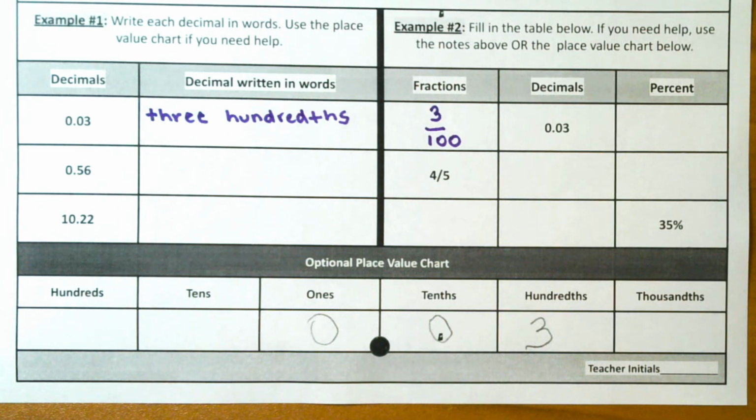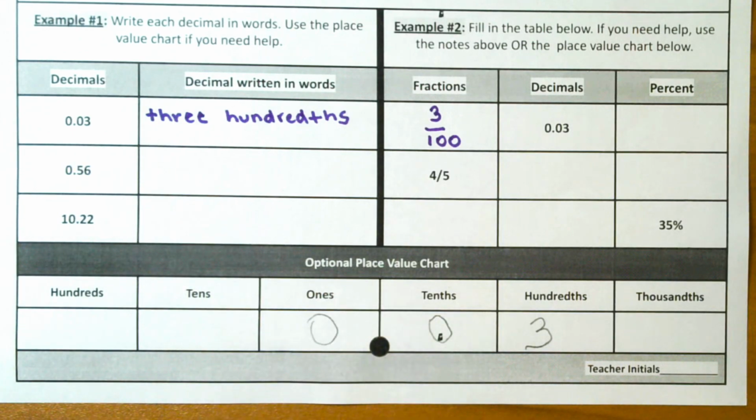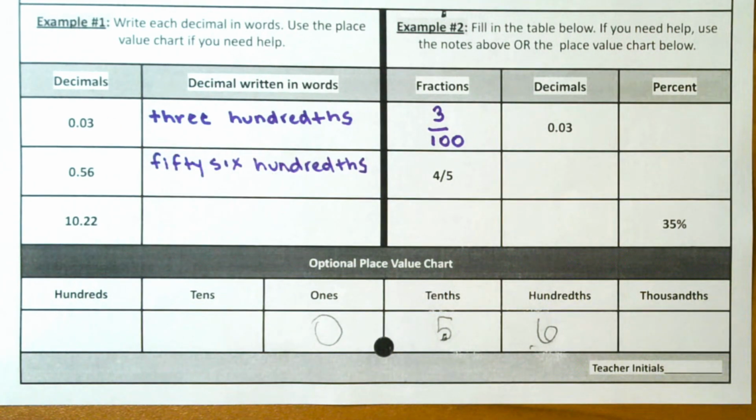Let's take a look at our next one. I want you to write in words, how do you think we would write 0.56 in words using our place value chart? Well, for this one, you could erase the last one, 0.03. I just wrote in 0.56. The way we would say this is 56 hundredths. Pause the video, make sure you have this down.